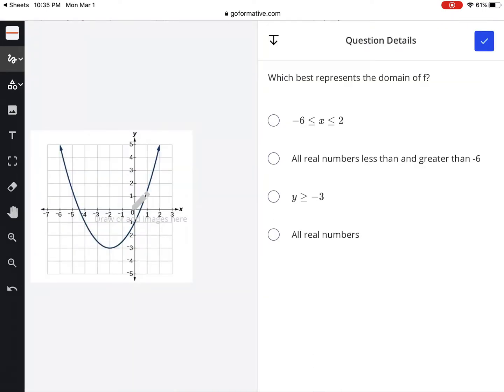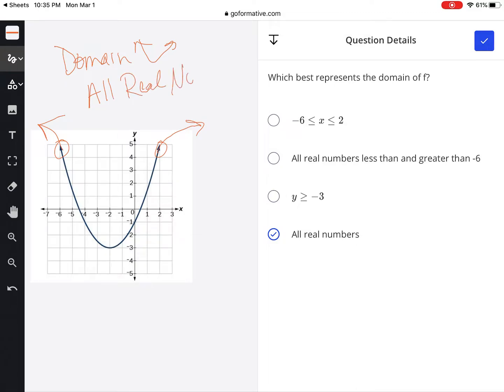Okay, next question. Domain. It's been a little while since we talked about domain. Domain is the x's. What I see about this graph is there's an arrow on the left and an arrow on the right. So that means the x's will go forever towards the left and forever towards the right. So the domain of this graph is going to be all real numbers. The domain of a U-shaped graph is always all real numbers. Every single time. It'll be all real numbers.